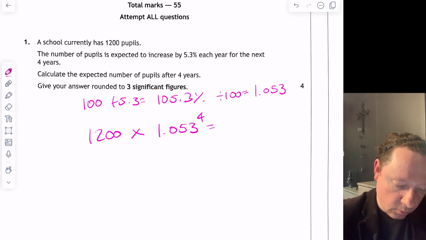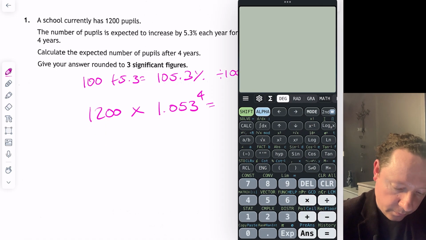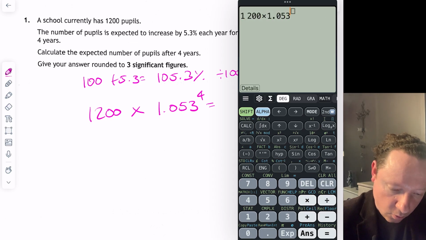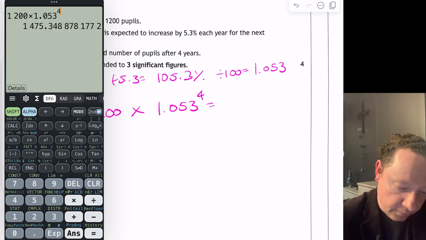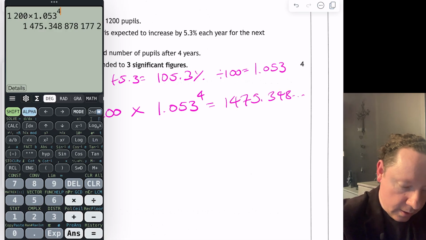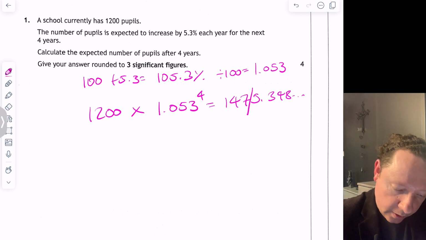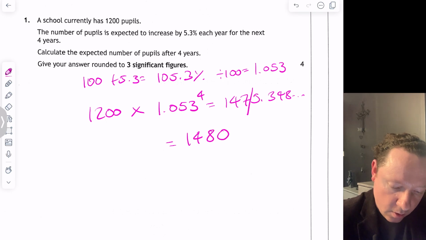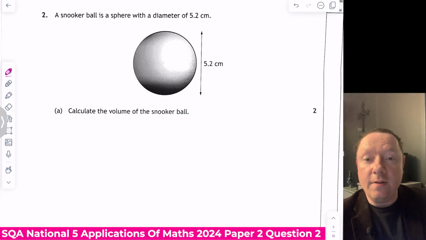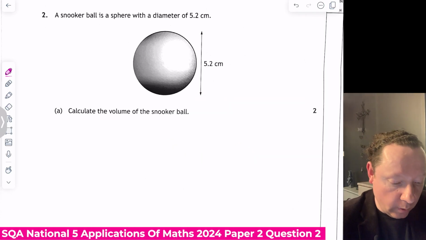So we press equals and we get our calculator out. 1,200 times 1.053 to the power of 4, 1475.348, blah blah blah. Get rid of the calculator. 3 significant figures means I'm cutting here, so that 4 rounds up to 8, and then I get a 0. 1480, let's say, pupils.